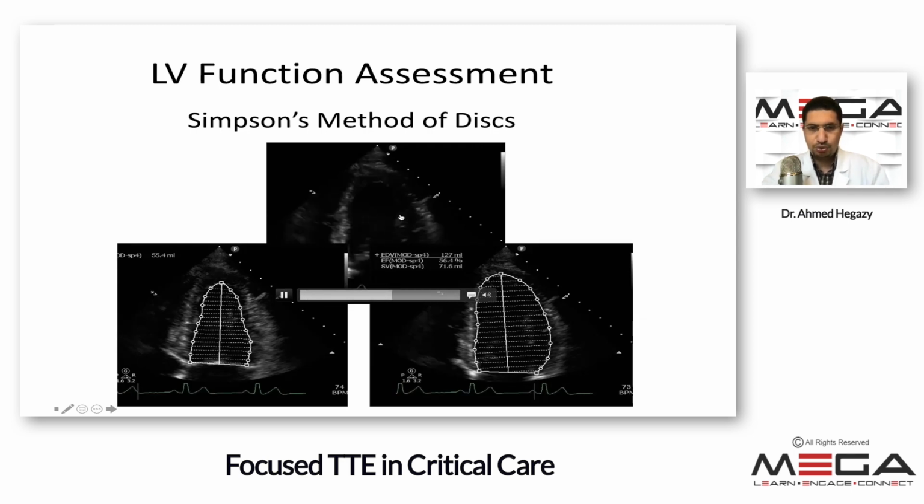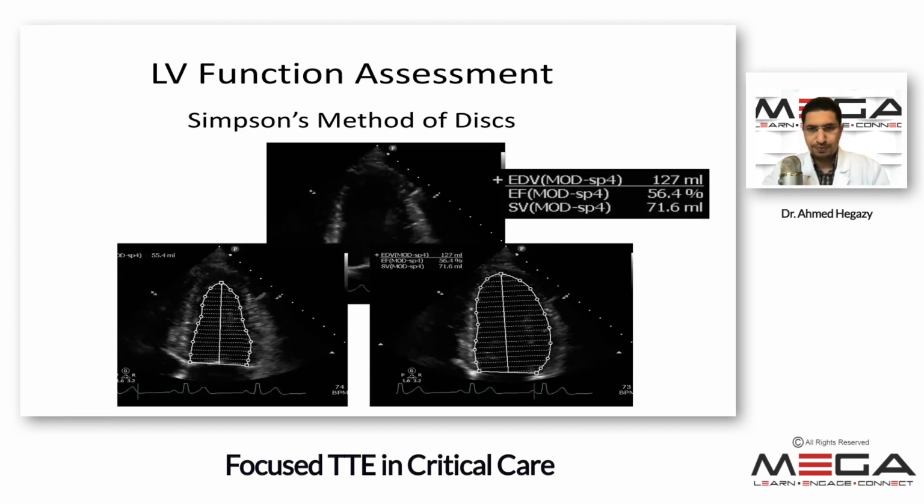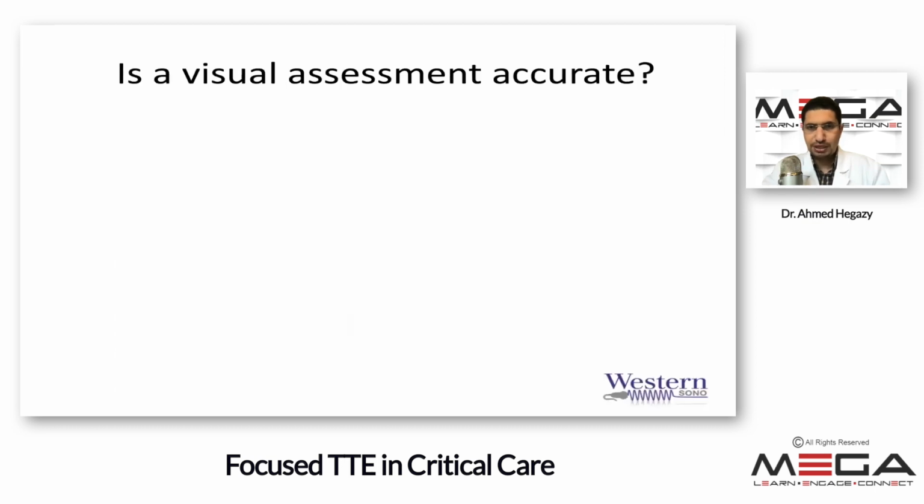And then if you get a two-chamber view, you can repeat it again and get a biplane Simpson's method of discs, and this gives you an exact number. I will say, however, if you're trying to determine whether the patient is in shock because of cardiogenic reasons or not, you don't really need to do the Simpson's method of discs. You just need a visual estimate.